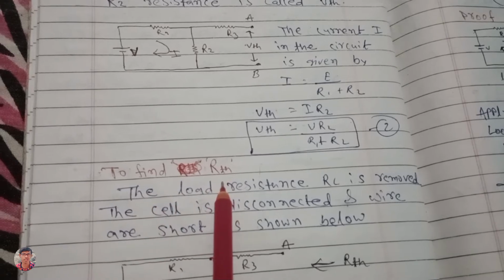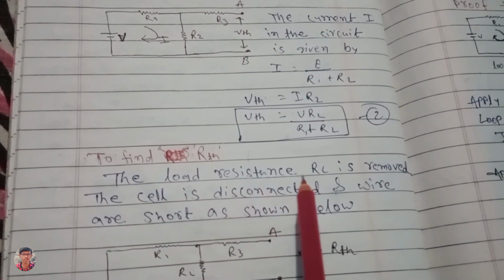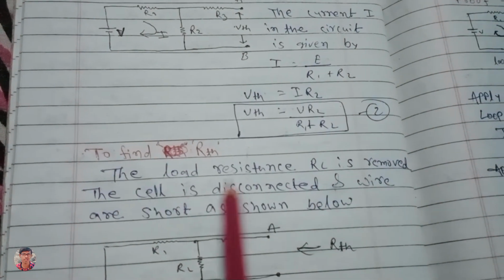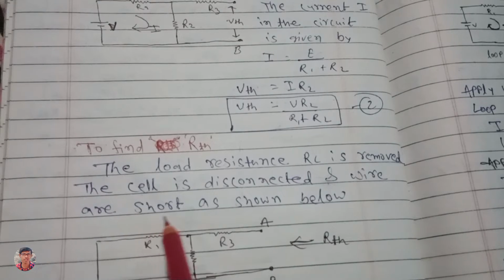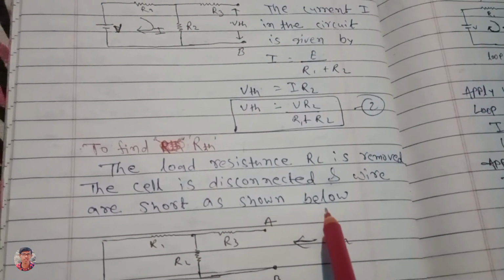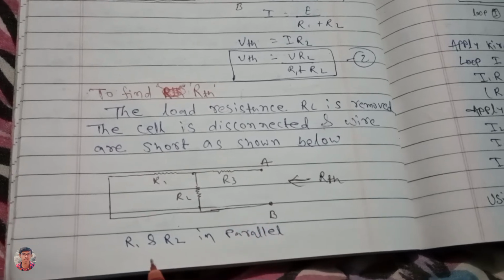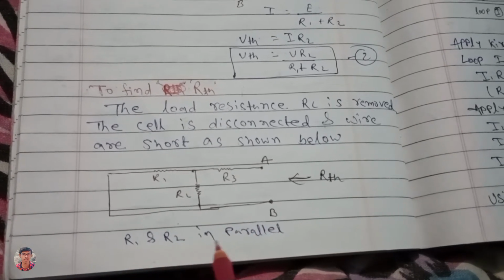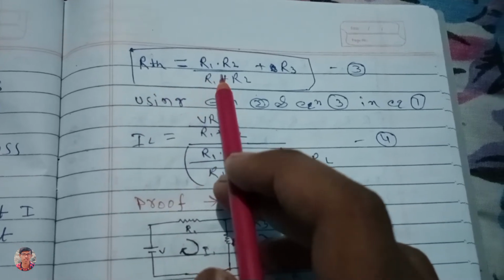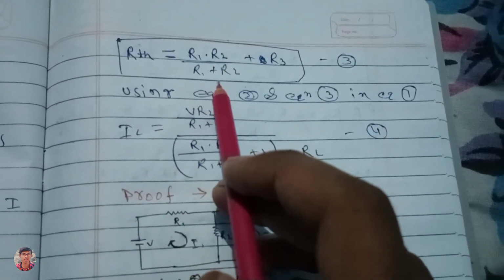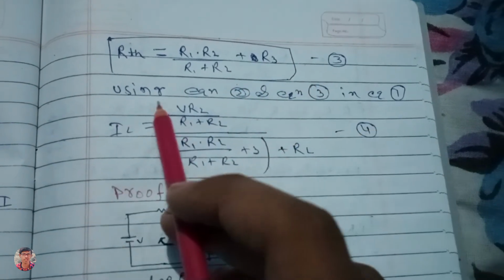To find RTH, the load resistance RL is removed. The cell is disconnected and wires are short as shown below। तो फिगर देखिए, R1 is in parallel with R2, RTH equal to R1 dot R2 by R1 plus R2 plus R3, equation 3.